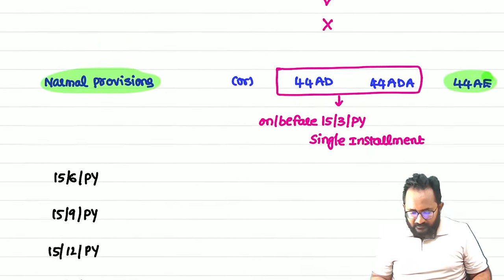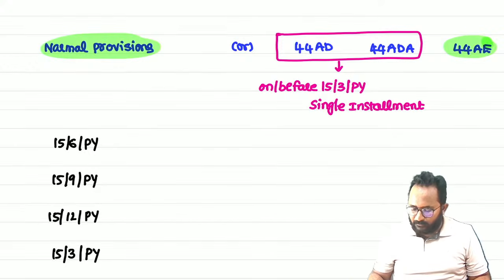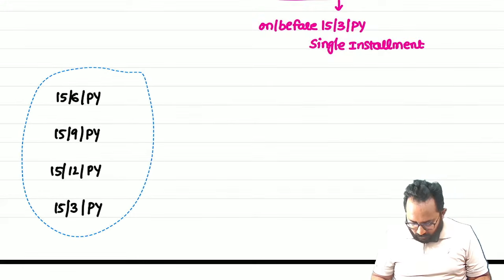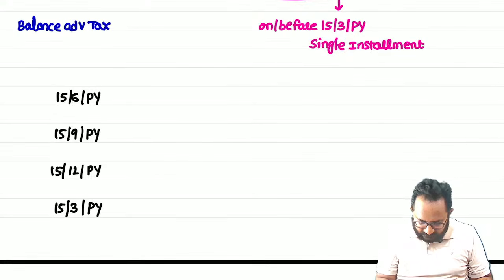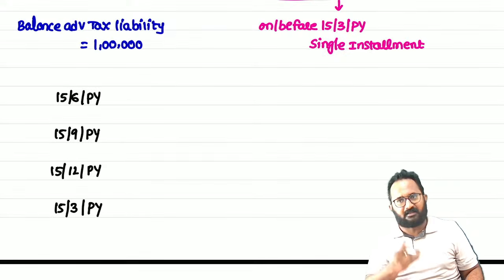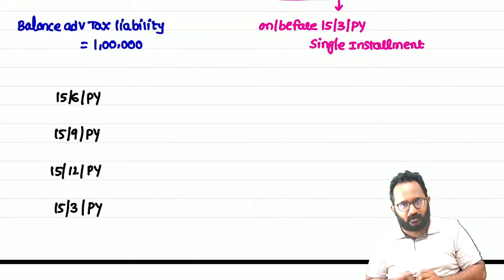Suppose as per section 209 we computed the balance advance tax liability, and we got 1 lakh, for example. Remember, how do we calculate the balance advance tax liability? You know already, using section 209 we calculated, we got 1 lakh. For computation ease we took the rounded figure of 1 lakh. It is more than or equal to 10,000, right? Yes, definitely you are required to pay the advance tax.